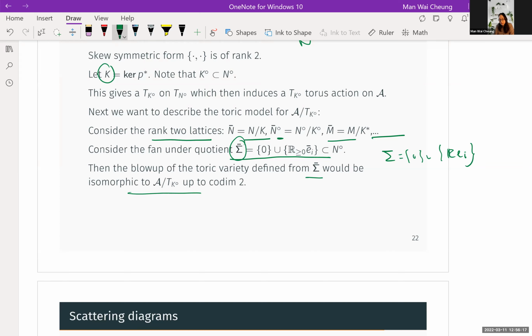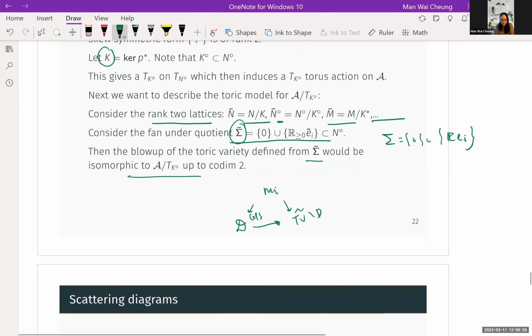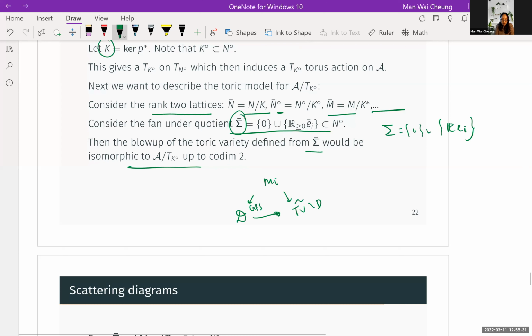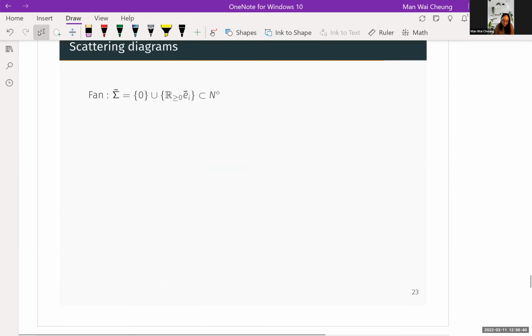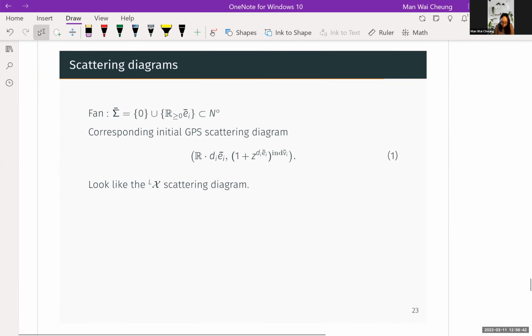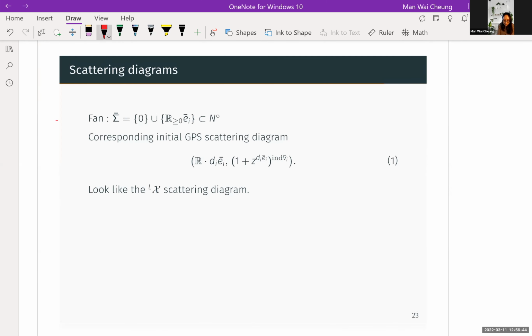And then on the other side, we have this blow-up, this open piece. And then the GPS scattering diagram, the curve on this space. So now you can see here, we have the space, and we want to write down the scattering diagram. Okay, this is the scattering diagram. So this is the fan.